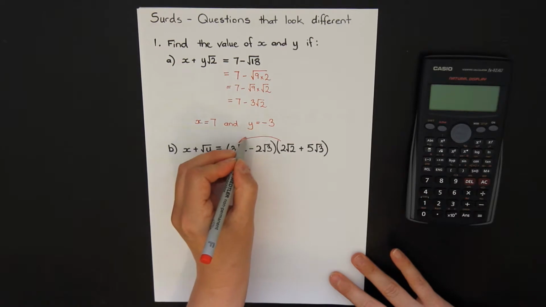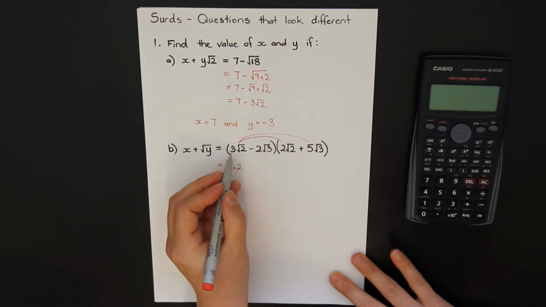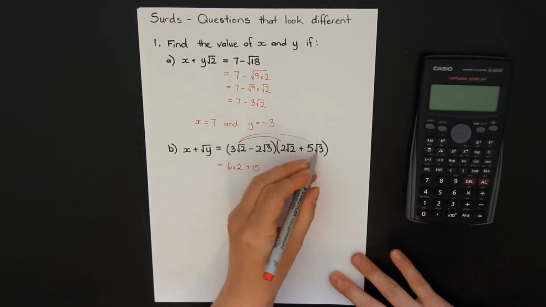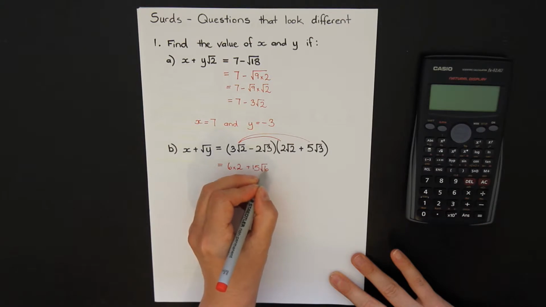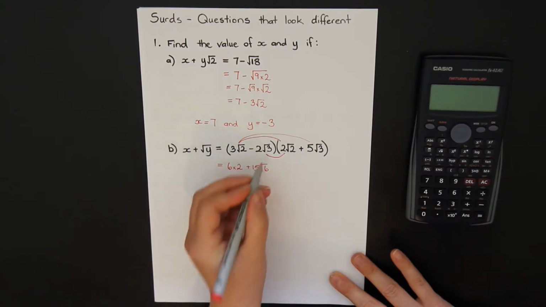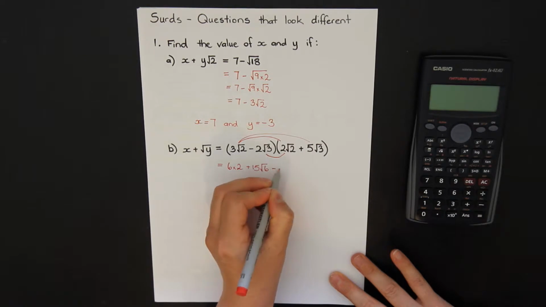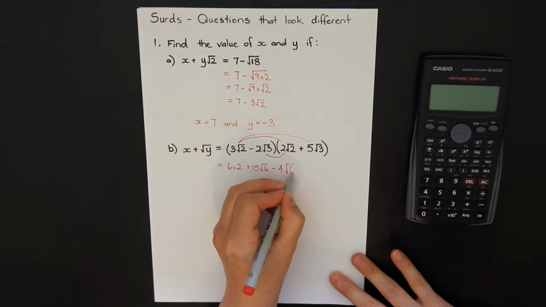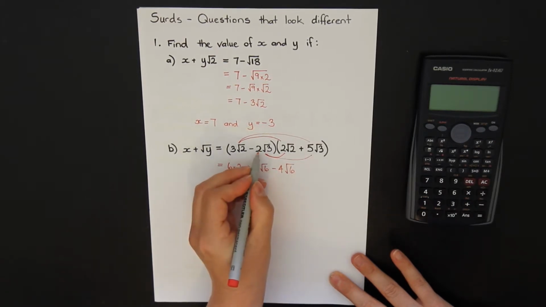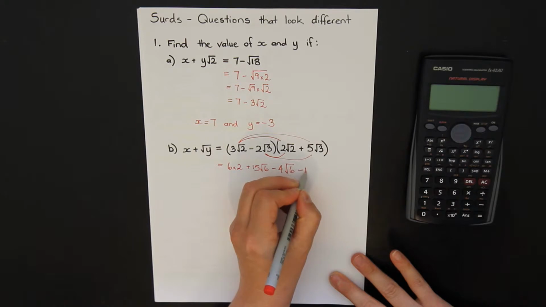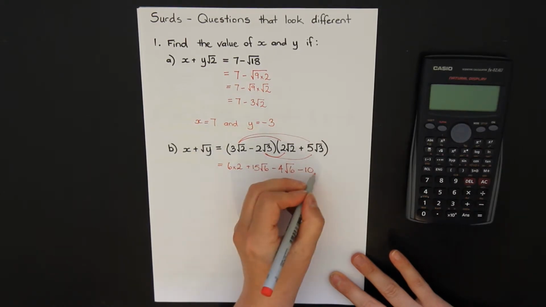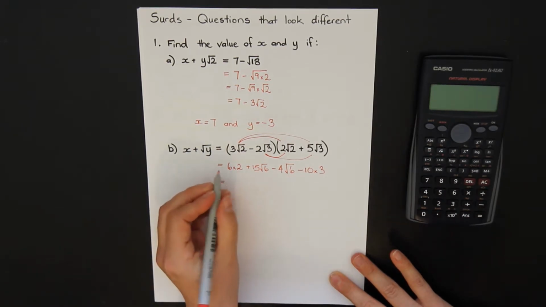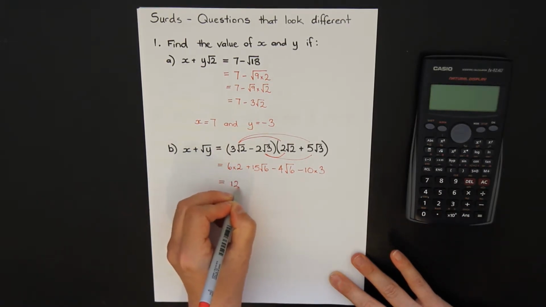Then we do the O for outside. 3 times 5 is 15, and root 2 times 3 is root 6. Then we want the inside. Minus 2 times 2 is minus 4. Root 3 times root 2 is root 6. And last, minus 2 times 5 is minus 10, and root 3 times root 3 is 3. Okay, we can multiply these. 6 times 2 is 12.